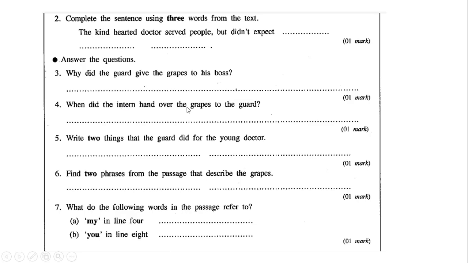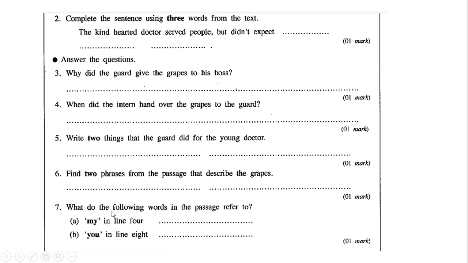When did the intern hand over the grapes to the guard? Just before nightfall. Write 2 things that the guard did for the young doctor. Opened the gate, carried his bag. Those are the 2 things. Find 2 phrases from the passage that describe the grapes. Magnificent bunch, the finest grapes, marvel of nature. You can write any 2.